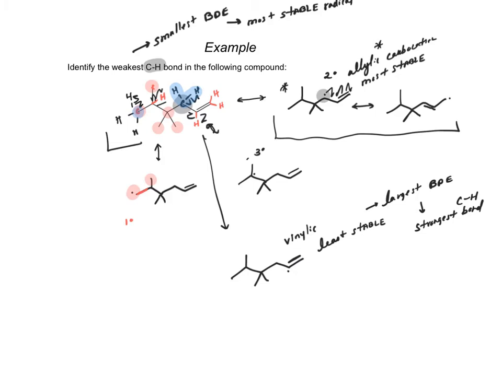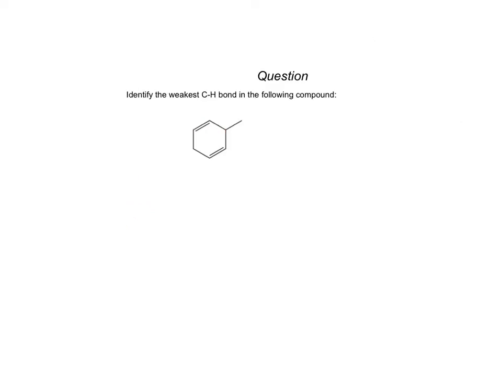Okay, so hopefully that made sense somewhat. All right, so go ahead and try this one on your own. So I give you a structure, and again, it's the same thing. I want you to identify the weakest carbon-hydrogen bond in the following molecule. So pause this, give it a chance, and then come back for the answer.